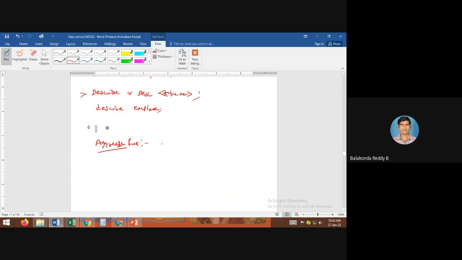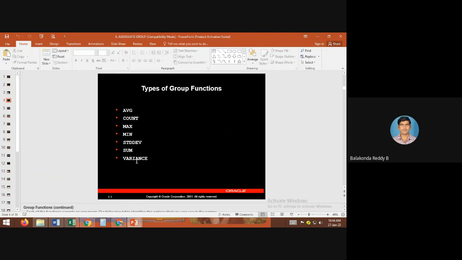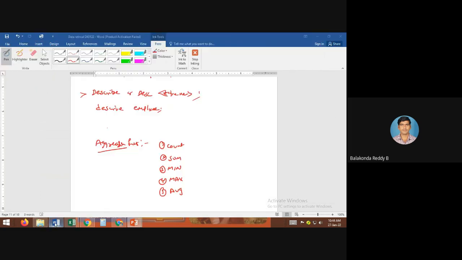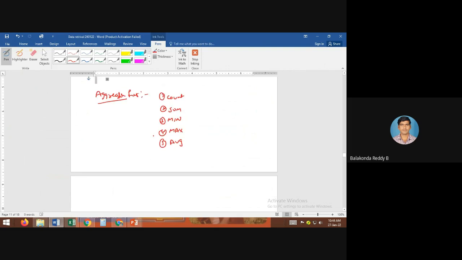First put the heading count. All of you note down. Count. Second one sum. Third one min, minimum value. Fourth max, maximum value. Fifth one is average. Most frequently we are using these five aggregate operations. Standard deviation and variance, we very rarely use those two. But in most cases we use these five aggregate functions. Now we will see one by one.